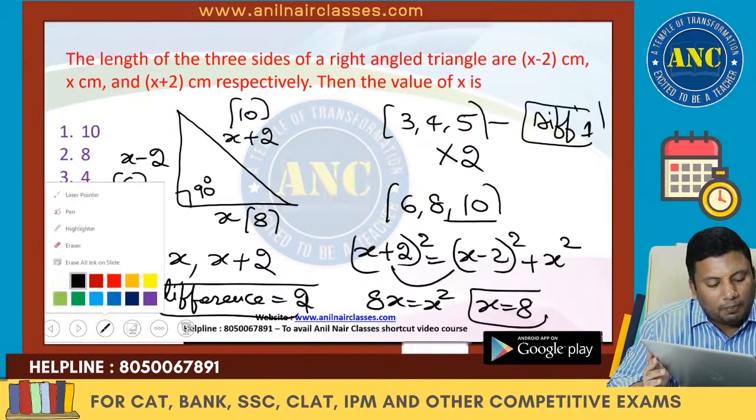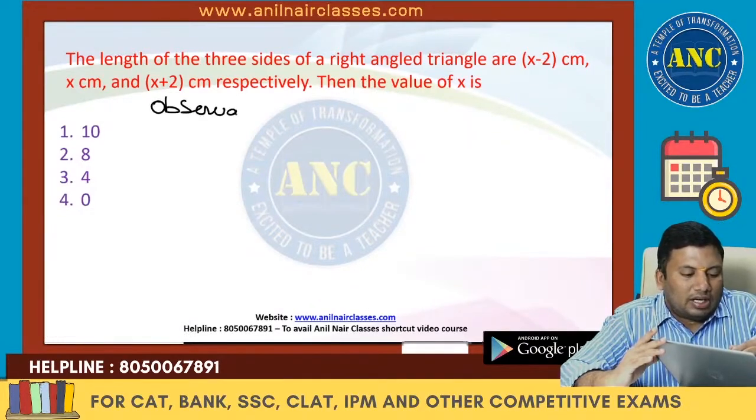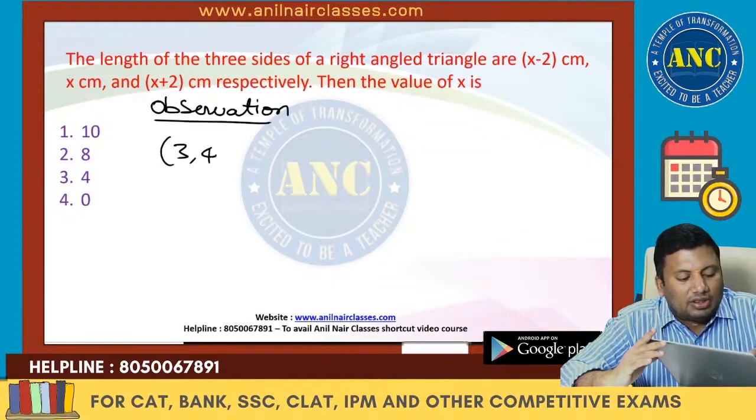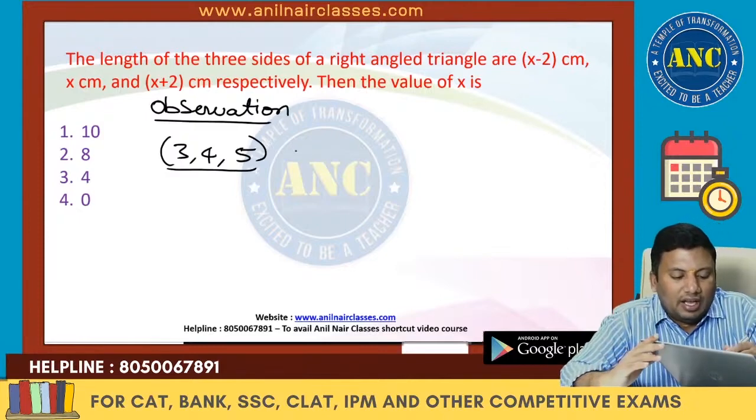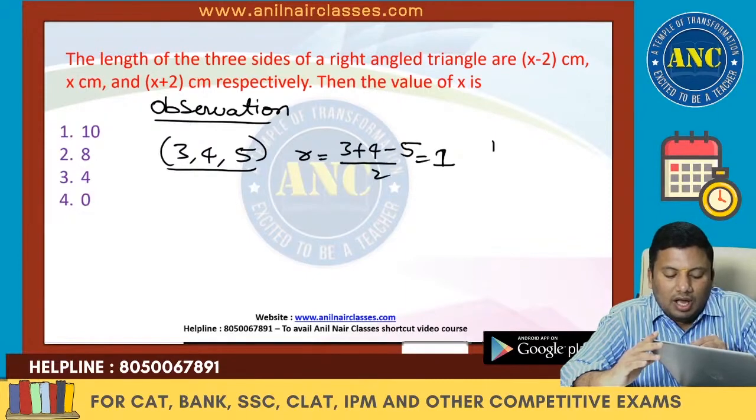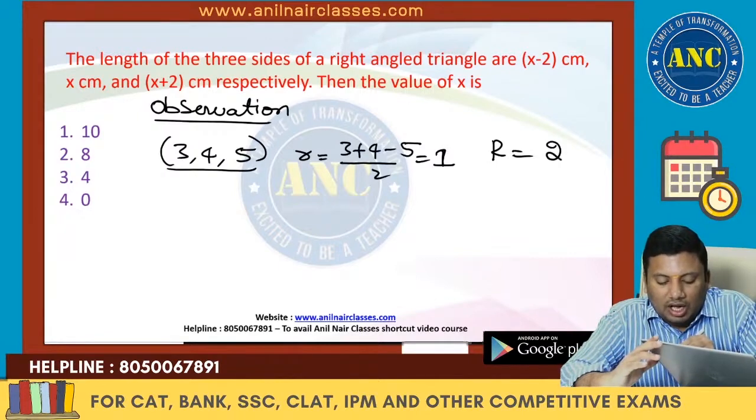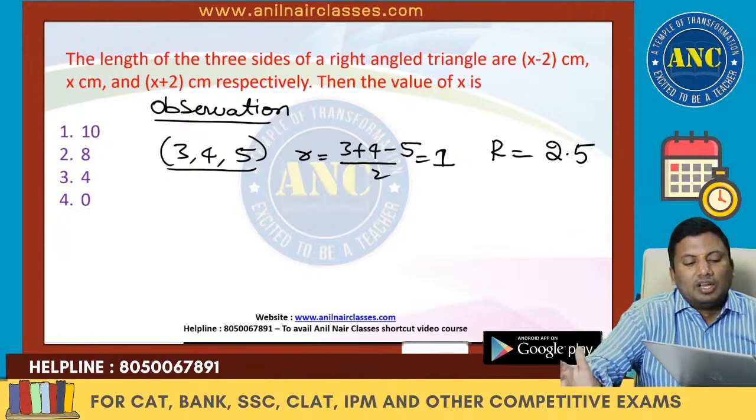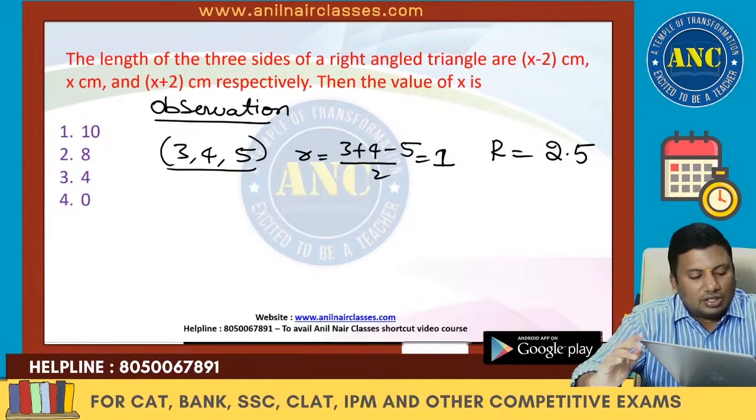Now, what is important here is this observation. This is a very important observation. Please make a note of it. Suppose in a triangle with Pythagorean triplets 3, 4, 5, the inradius is a plus b minus c by 2, which is 1. The circumradius is half of the hypotenuse, R is 2.5. So in 3, 4, 5, the inradius is 1 and the circumradius is 2.5.